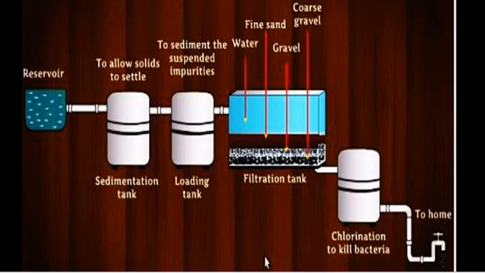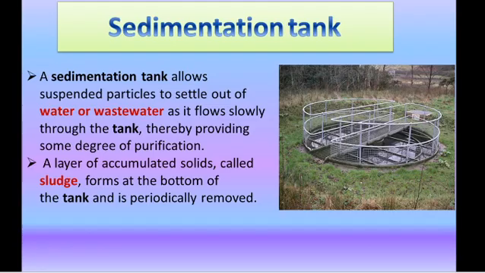This is the general setup of a water treatment plant. The water from the source, that is the reservoir, is allowed into the sedimentation tank, loading tank, filtration tank, chlorination tank, and then to our home through the storage tank. So let us see one by one.